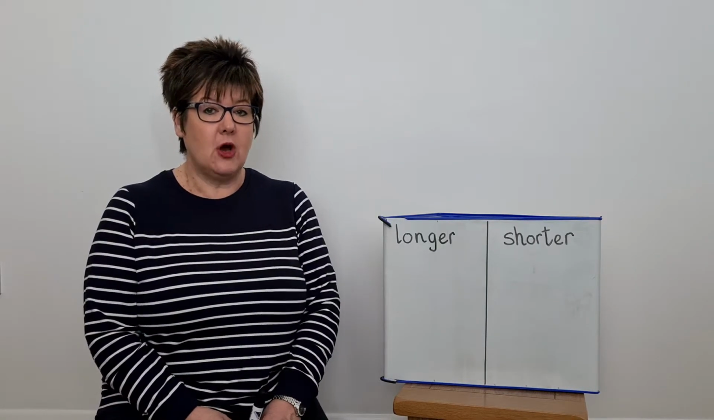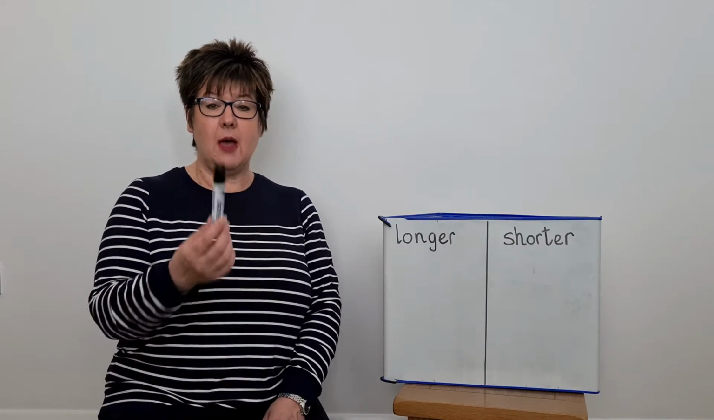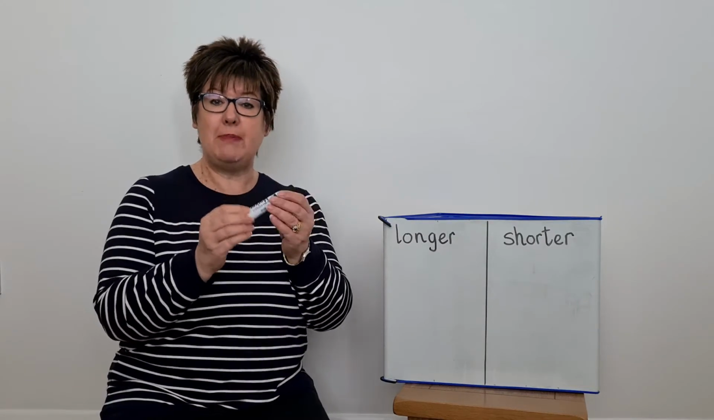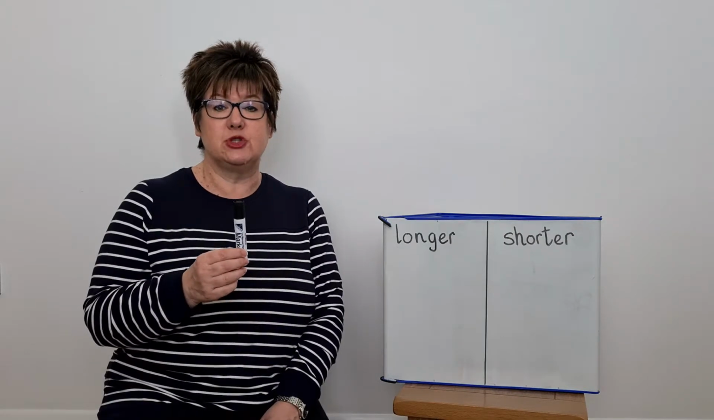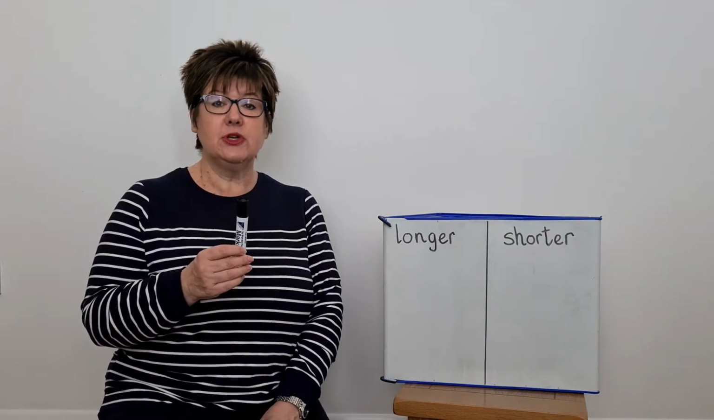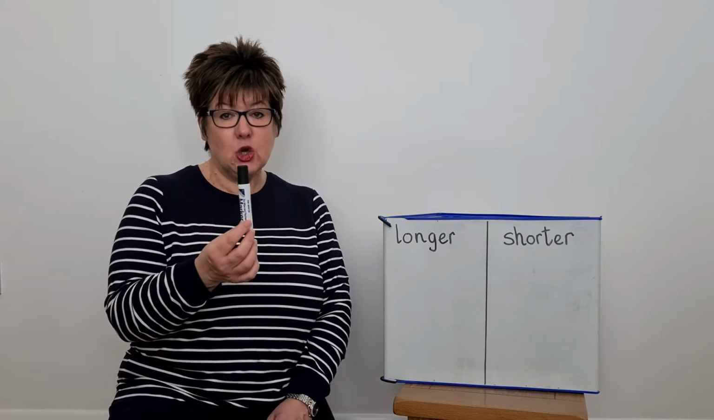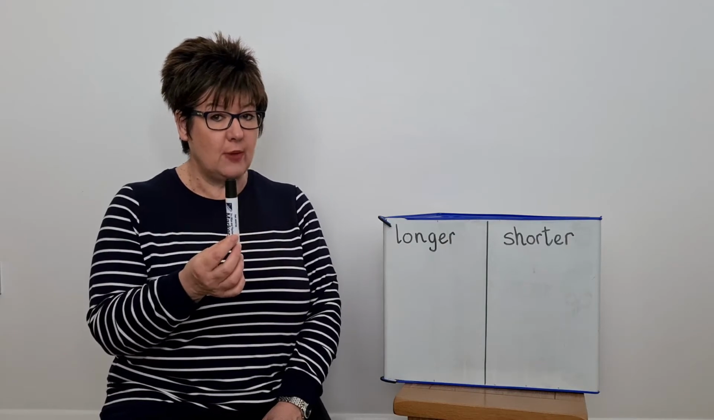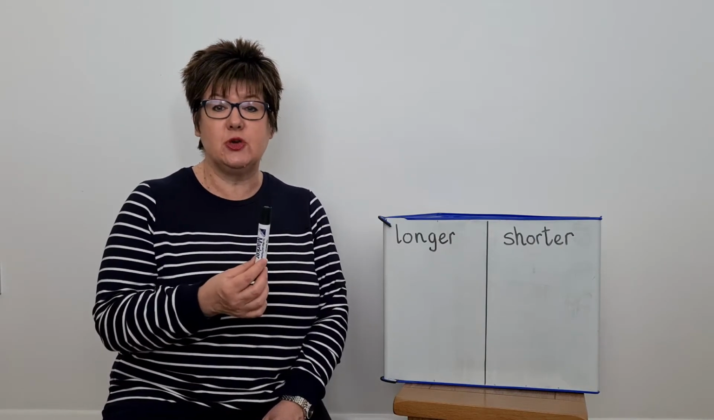Now, the object that I want you to find to do your measuring with is a pen or a pencil, something that's quite strong and that won't bend, that you can go on a measuring hunt with around your house. And all I want you to do is to find different objects to put next to your pen to find out whether the pen is longer than your object or shorter than your object. And I want to show you how to do that.